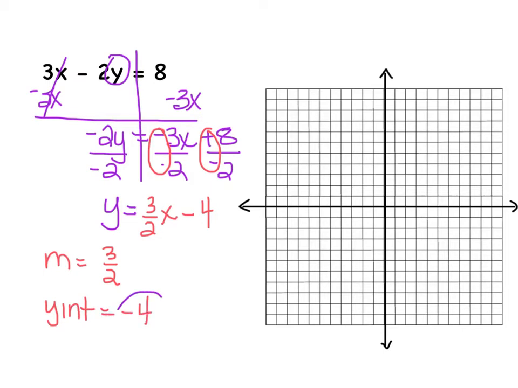I start at the -4, so I'm going to go to -4. My rise over my run, so I'm going to rise 3, run 2, rise 3, run 2, rise 3, run 2. I can also go down 3, run backwards 2. Down 3, run backwards 2, and you'll notice I'm still on the same line.